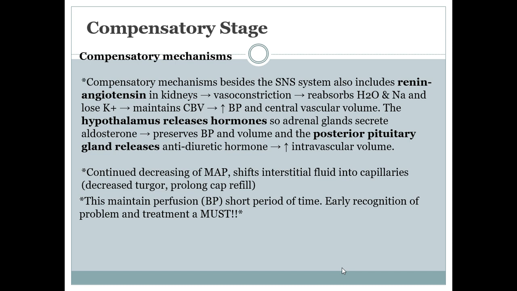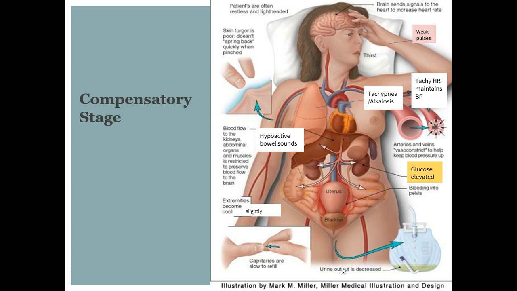You'll notice a continued decrease of the patient's MAP. Shifts will occur with interstitial fluid moving into capillaries, so you will find decreased skin turgor and a prolonged capillary refill. So this maintains perfusion, including the blood pressure, for a short period of time. See how the body is trying to compensate. It can maintain it for a short period of time, but it cannot last. Early recognition of problems and treatments are a must. So here's a diagram and illustration of a patient's response in the compensatory stage.